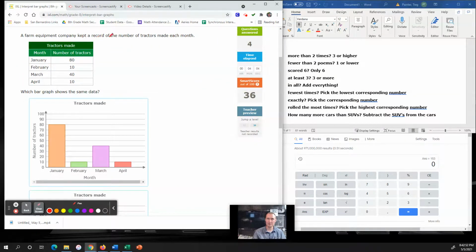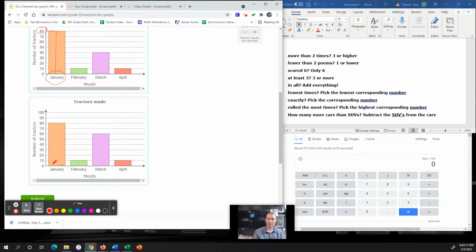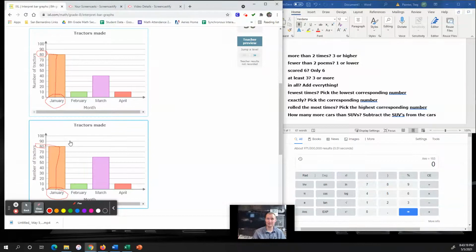A farm equipment company kept a record of the number of tractors made each month. Which graph shows the same data? We're going to start with January. It has 80. So check the first bar graph. January has 80, so that works out nice. And the next one, January has 80. So far both of them work, so we're going to go to the next one until it doesn't work out.